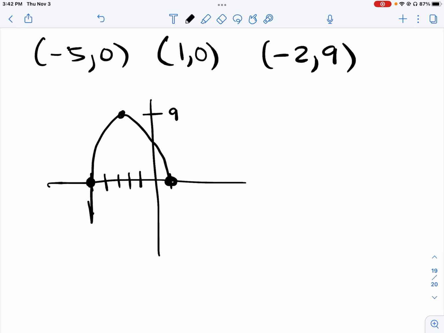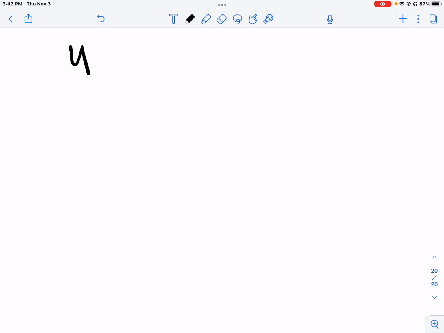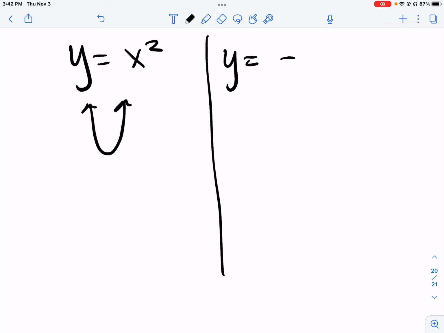This one goes down because it was y equals negative x squared. Okay, what's the rule for that? X squared is the u. Negative x squared turns your u upside down. That's the end of our review.